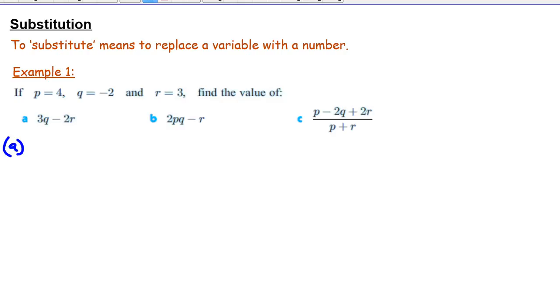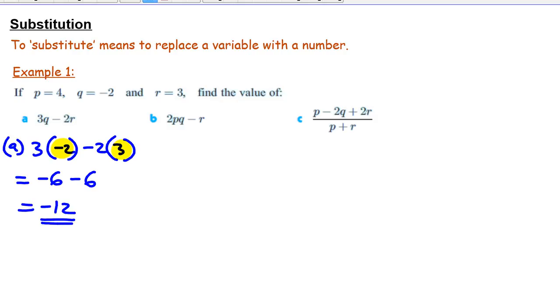So q is -2, so I'll end up with 3 multiplied by -2 minus 2 into bracket, r is 3. Now remember, these are the numbers that I'm replacing into this equation, all right? And then you have to work that out. So this will be -6 minus 6, which will be -12. You can as well use your calculator to work this out.